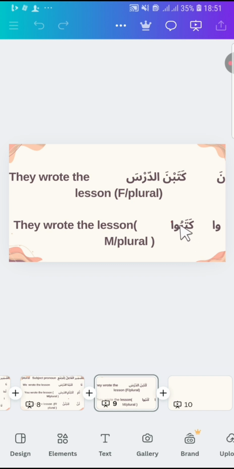I hope you understand the attached pronouns. Inshallah, this is the subject pronoun under attached pronouns. In our next class, we are going to talk about object pronouns under attached pronouns.